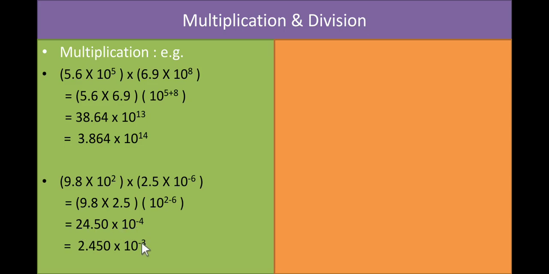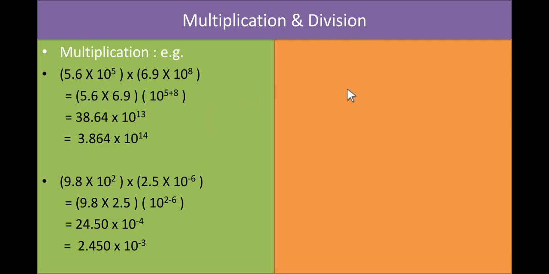And to obtain the standard form we have to move the point 1 place left and the power of 10 should be raised by 1. Okay. This is 2.450 and the power, if we raise by 1, then 10 to the power minus 4 plus 1 equals 10 to the power minus 3. Okay. Now I think you have a clear idea about the multiplication by scientific notation.